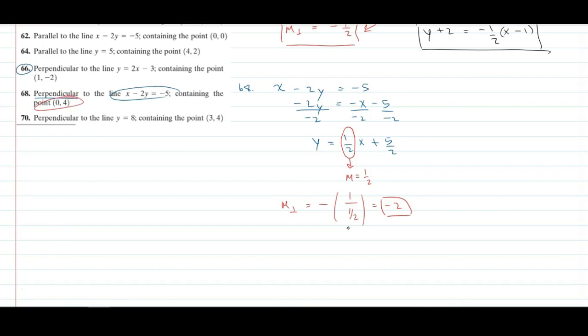They tell us that our line is going through 0, comma 4. So with a point that is 0, comma 4 and a slope which is negative 2, once again, you're in business and you can go ahead and just quickly jot down the equation of this line over here.